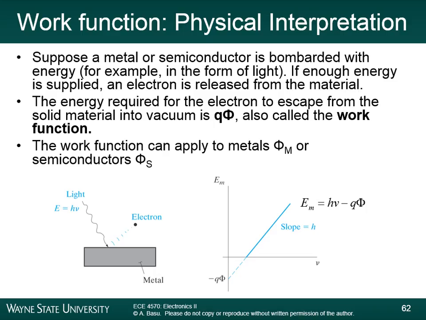This is called the photoelectric effect. So if you blast a metal with very high energy light, or even a semiconductor, you can actually remove electrons from that material. Electrons will literally come right off.